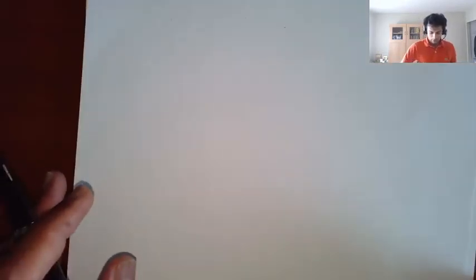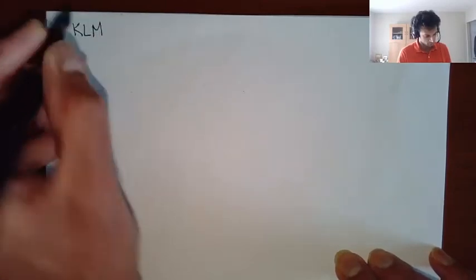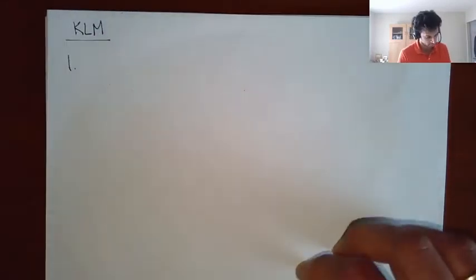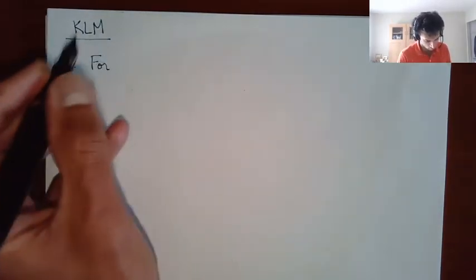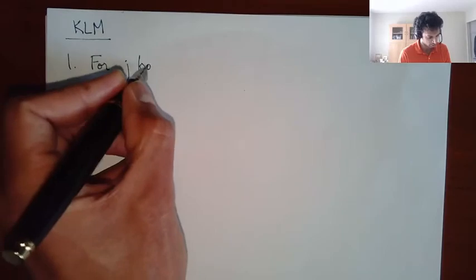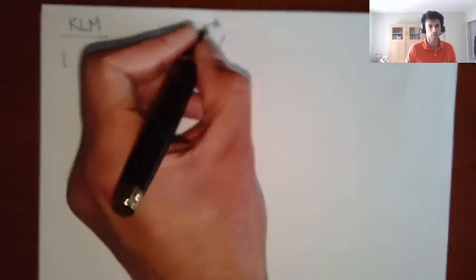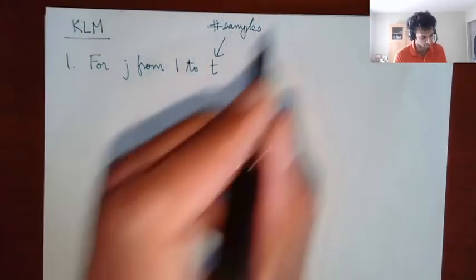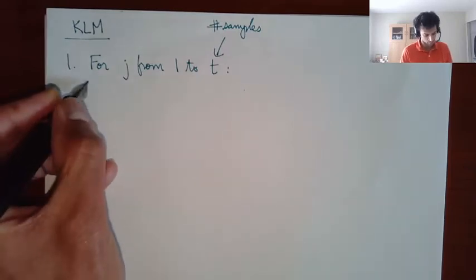Let me actually write out the algorithm and then I'll give you the idea. So the algorithm, KLM. It's going to say, for j from 1 to t, where t is the number of samples, which I will set later. I will show you how the setting of this will naturally come from the Chernoff bound.